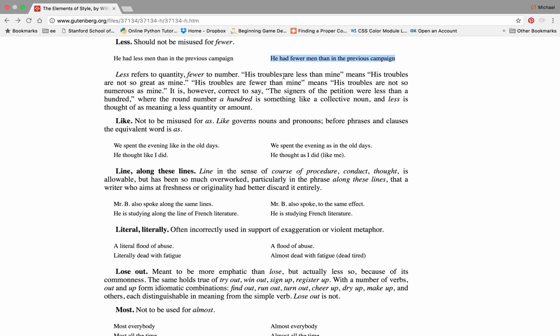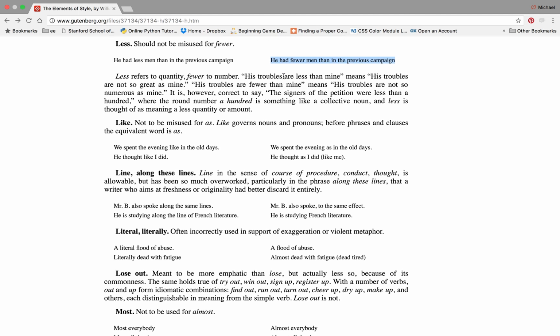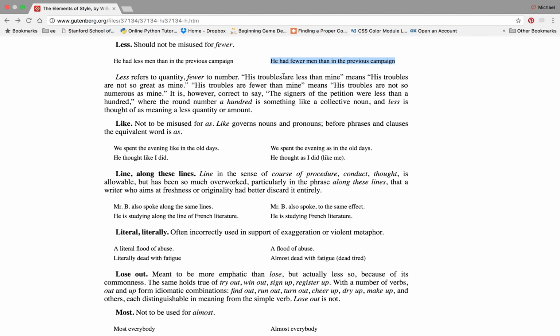Or he had less rain in his bucket this afternoon. Period. You can't count rain. It's uncountable. It's just an amount. He had less rain in his bucket. Or he had fewer rain droplets in his bucket this afternoon, because it's countable. Countable means fewer, so fewer men. If it's uncountable, it's less.